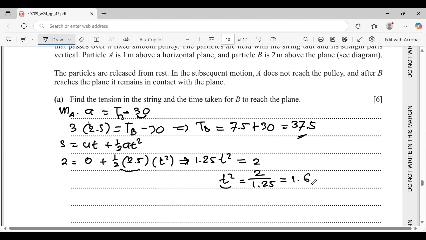So t squared equals 1.6, which means t equals the square root of 1.6. Yeah, it's 1.6, not 16. And if you find the solution, the result is 1.2643 and so on. I would like to round it off, so it becomes 1.261. After that, part B, the next question.